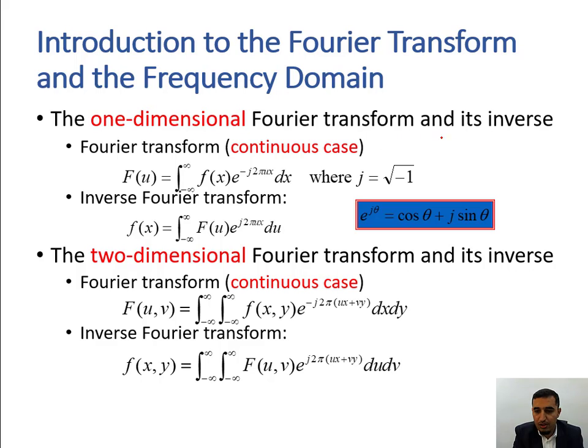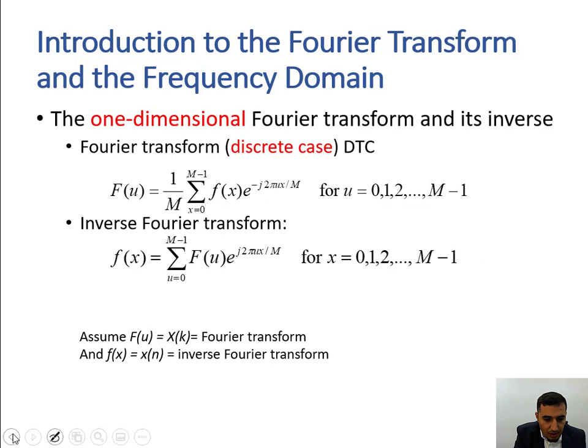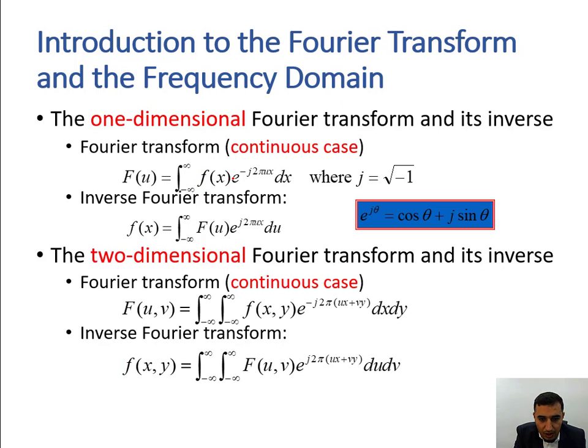The one-dimensional Fourier transform and its inverse are as follows. If we have a signal f(x), its Fourier transform is the integration from minus infinity to infinity of f(x) multiplied by e to the power minus j 2 pi ux dx. Now, j is the imaginary unit. e to the power j theta is equal to cosine theta plus j sine theta.